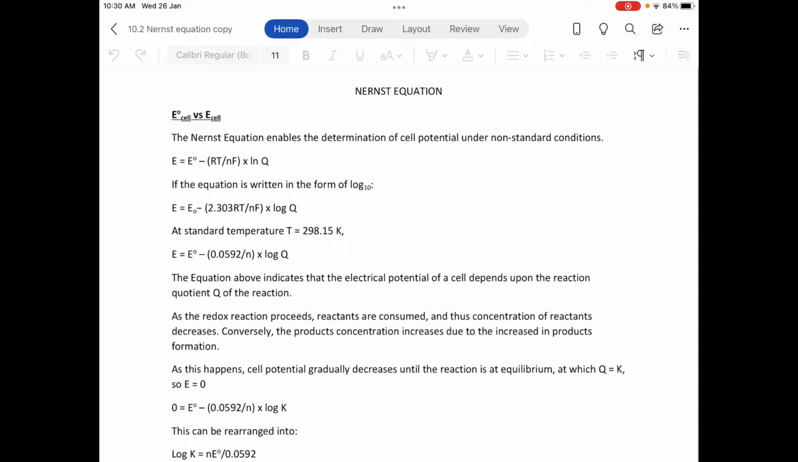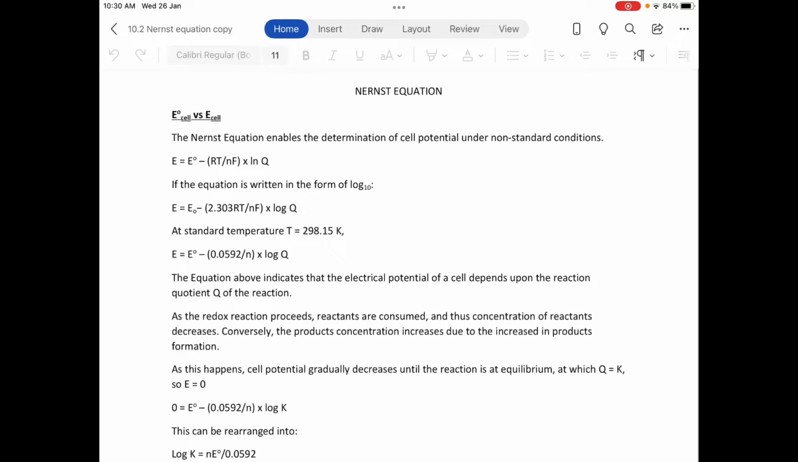Today we are going to discuss the Nernst equation, which is a non-standard version of voltage reading or electromotive force. Before this we have learned how to calculate E naught cell. E naught cell, if you still remember, is measured at standard condition, which is pressure 1 atm, temperature 25 degrees C, and if we have aqueous solution, it should be 1 molar.